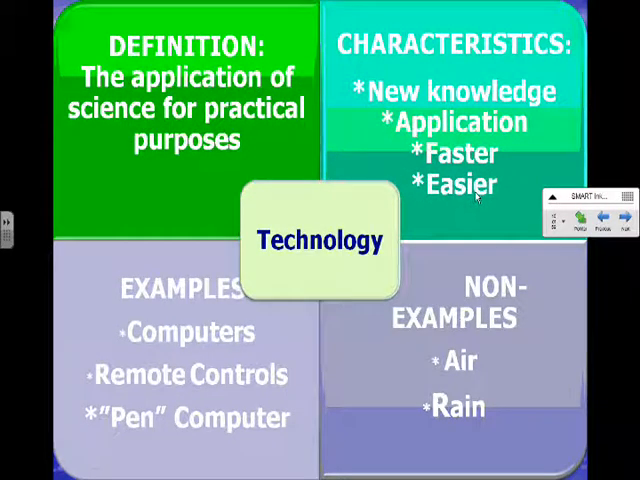Now, some non-examples: air, rain, trees, grass. Things that are of nature that are not human-made are going to be non-examples of technology. Technology is going to be things that are human-made, like computers, cell phones, remote controls, TVs, pens, pencils, all of those.